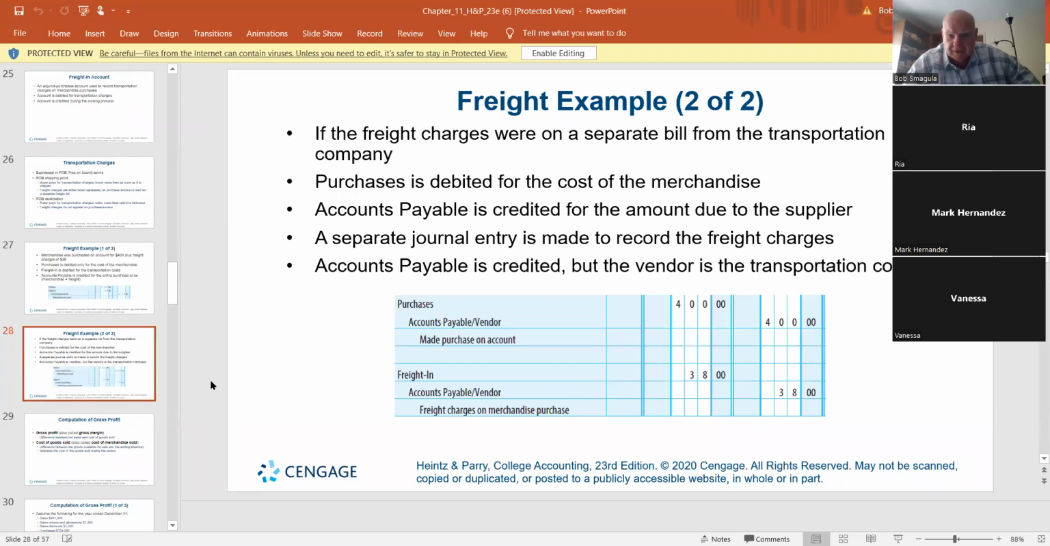And all they're showing you here is you might not get the freight charge directly from the vendor. You might get it from the freight company. It just means you have to pay two different people. So you debit purchases for 400 and you credit accounts payable. And then you get the bill from Red Ball Freight and you debit $38 freight expense, credit AP, okay?